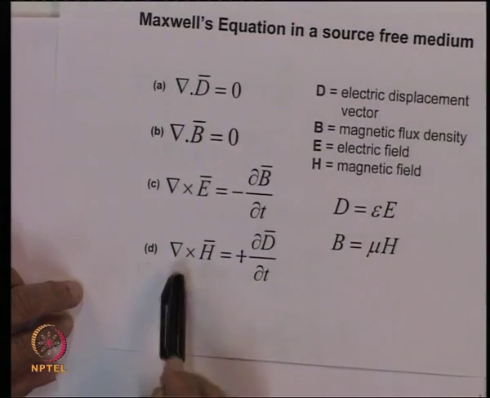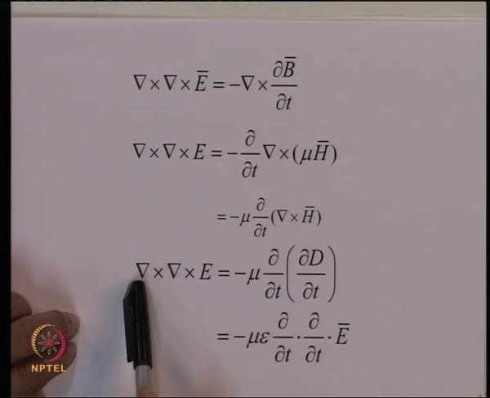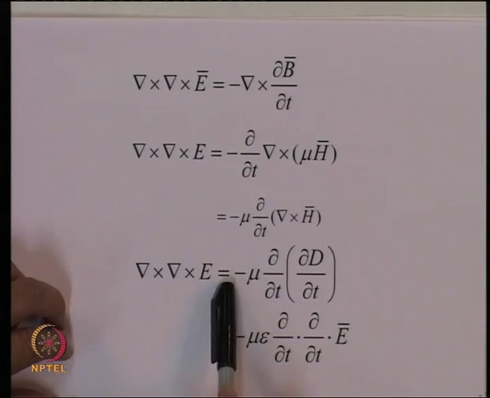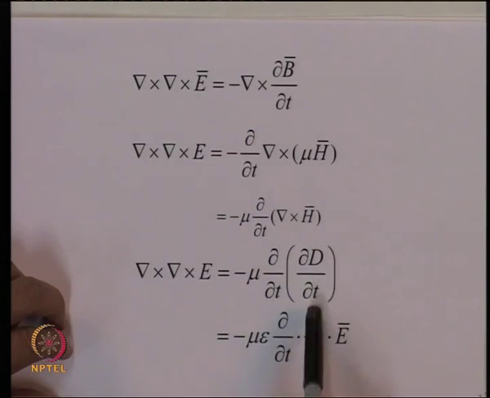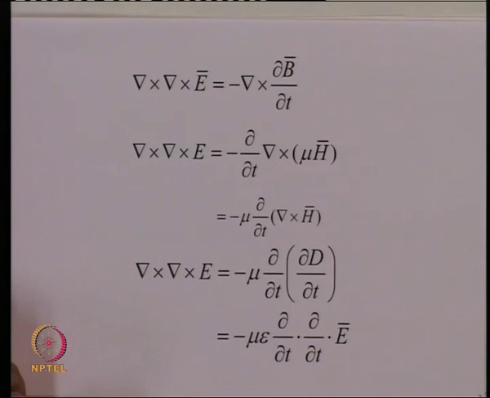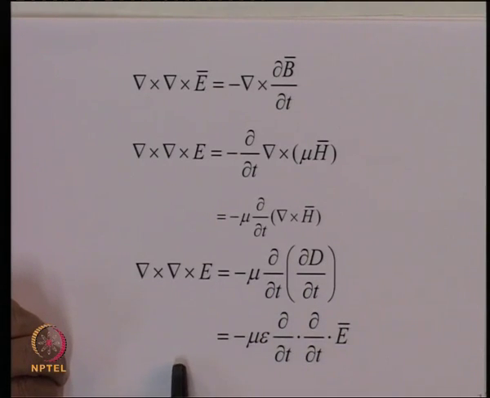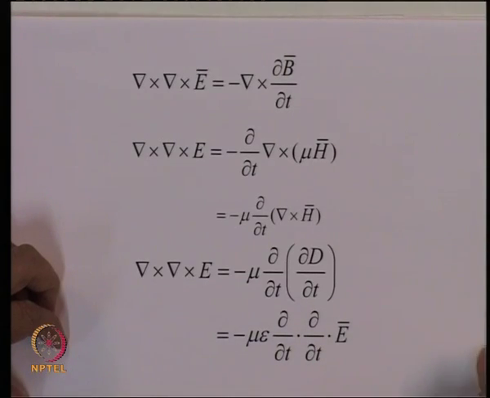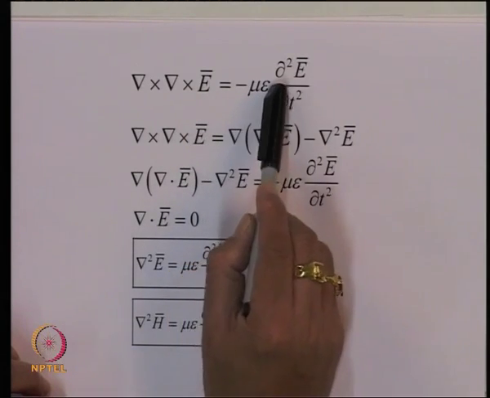Then from the second equation we can substitute for del cross H, which is d by dt of D, where D is epsilon times E. If we do that, then we get del cross E equal to minus mu d by dt of d by dt of D. I can combine this to get minus mu epsilon d by dt of d by dt of E, because D is epsilon times E. So, this is nothing but the second derivative of E with respect to time, and you get the equation del cross del cross E equal to minus mu epsilon d squared E by dt squared.